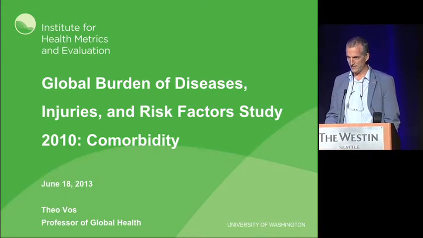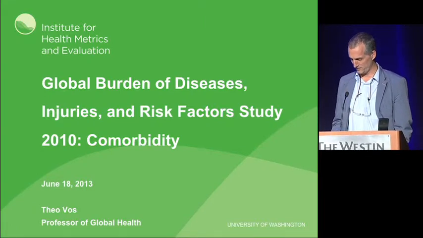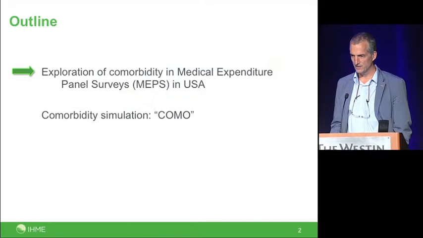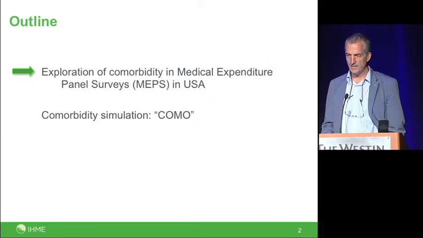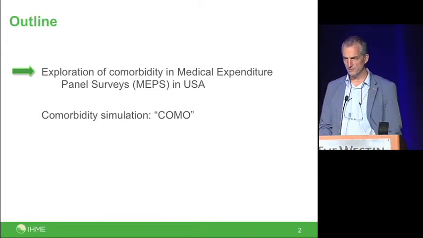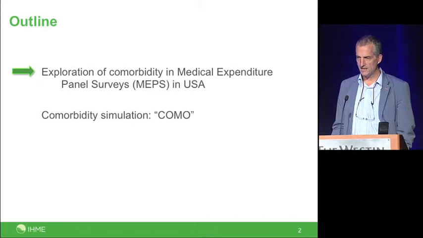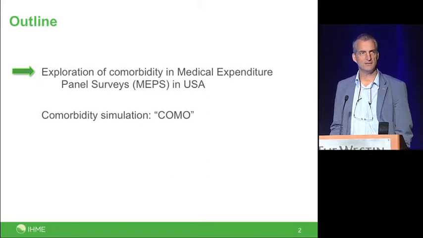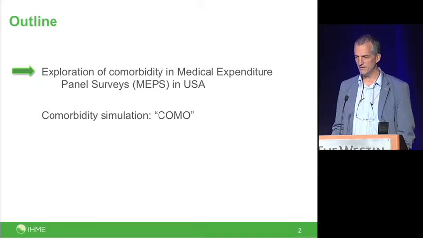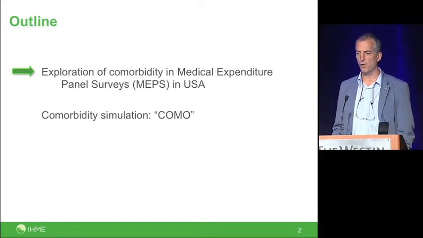So let me take you through that, through a different type of analysis, but with very similar conclusions. So we examined the medical expenditure panel surveys in the US in quite a bit of detail to look at the issue of comorbidity. And so I'll tell you quite a bit about that, and then how we use the information from that in our overall comorbidity simulation for GBD 2010, which we've dubbed COMO.